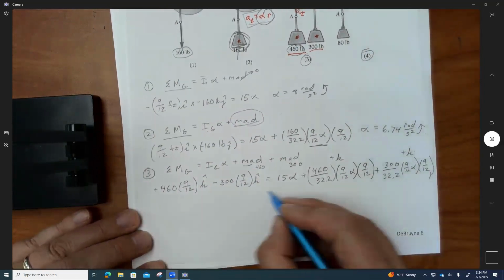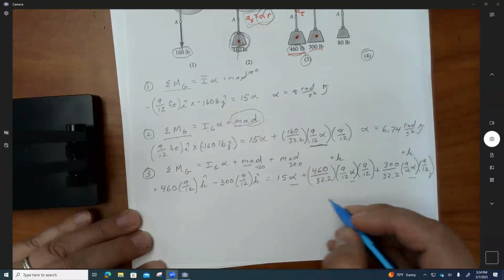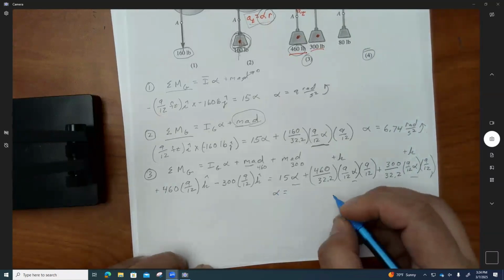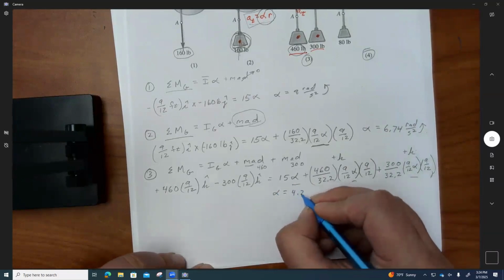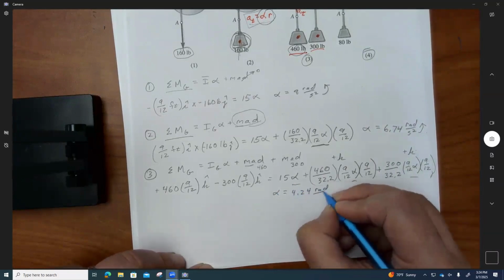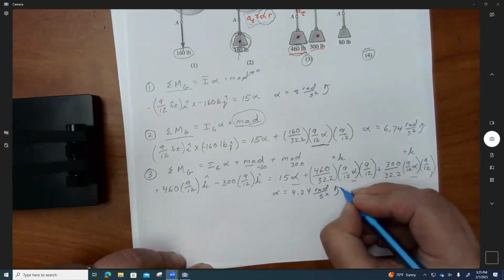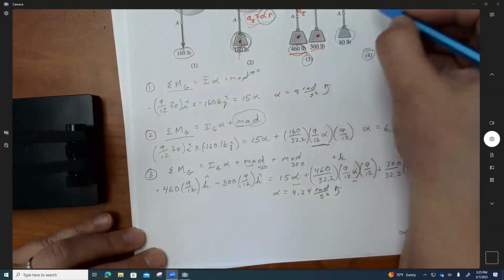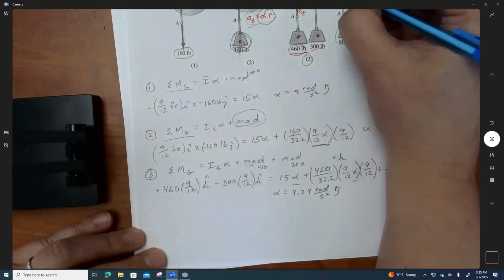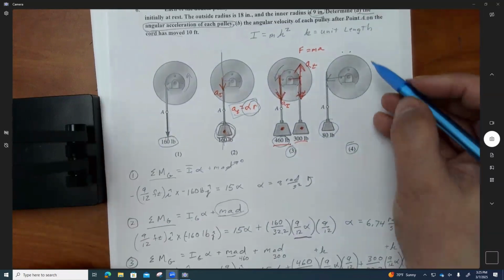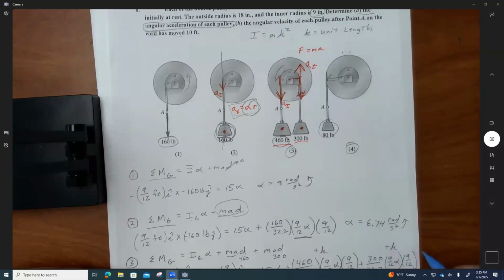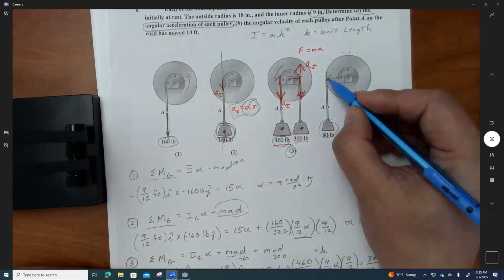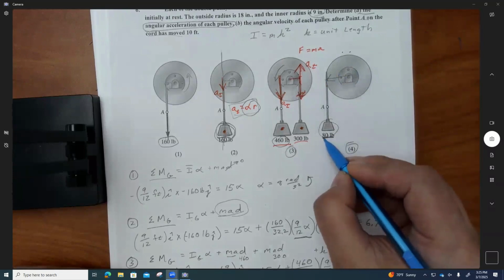Okay, if we solve all of this for the unknown of alpha, alpha for part 3 is going to be equal to 4.24 radians per second squared, again in the counterclockwise direction. And then what happens if we work with a longer radius? That is the question for the last problem. 80 pounds at a distance of 18 inches, twice as much, but half the weight.